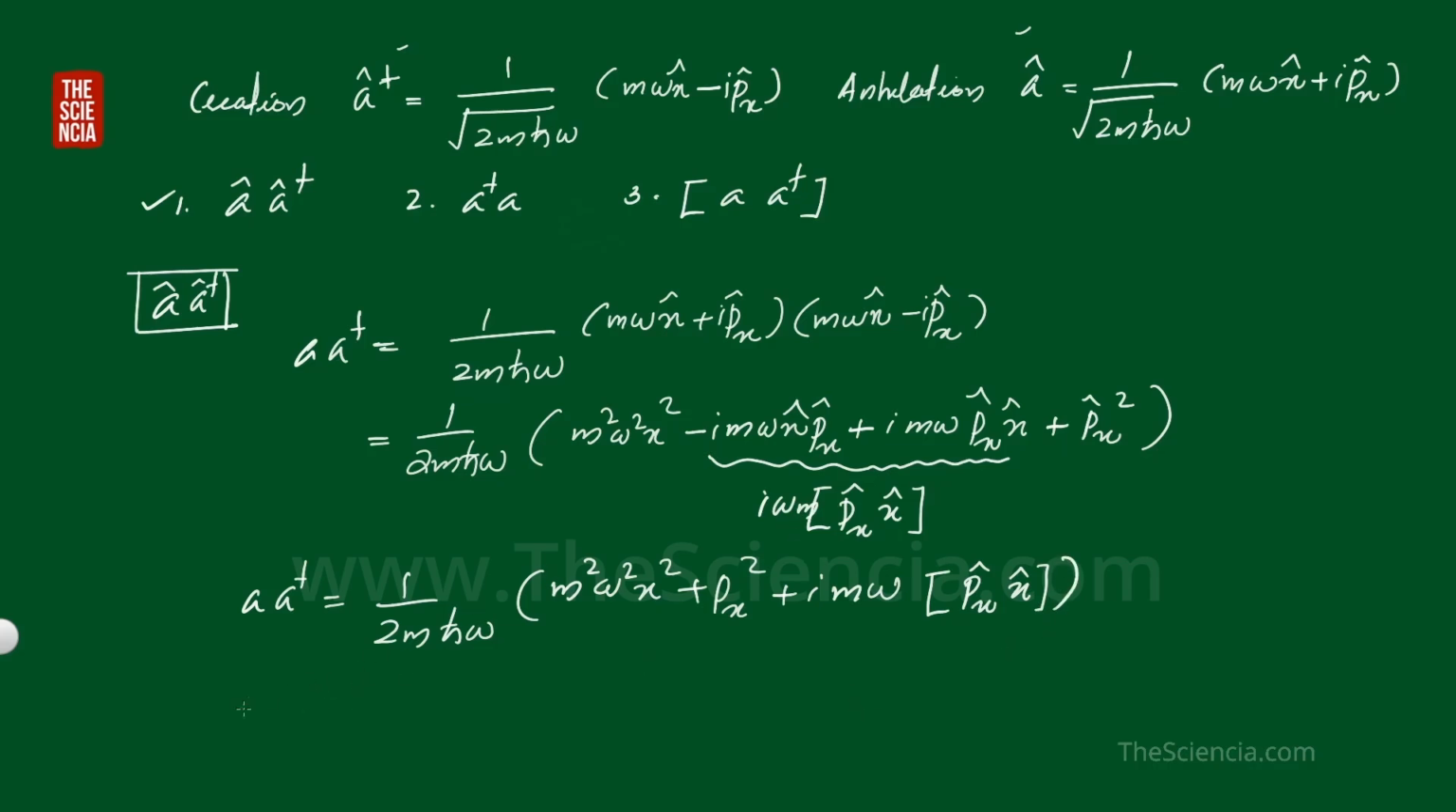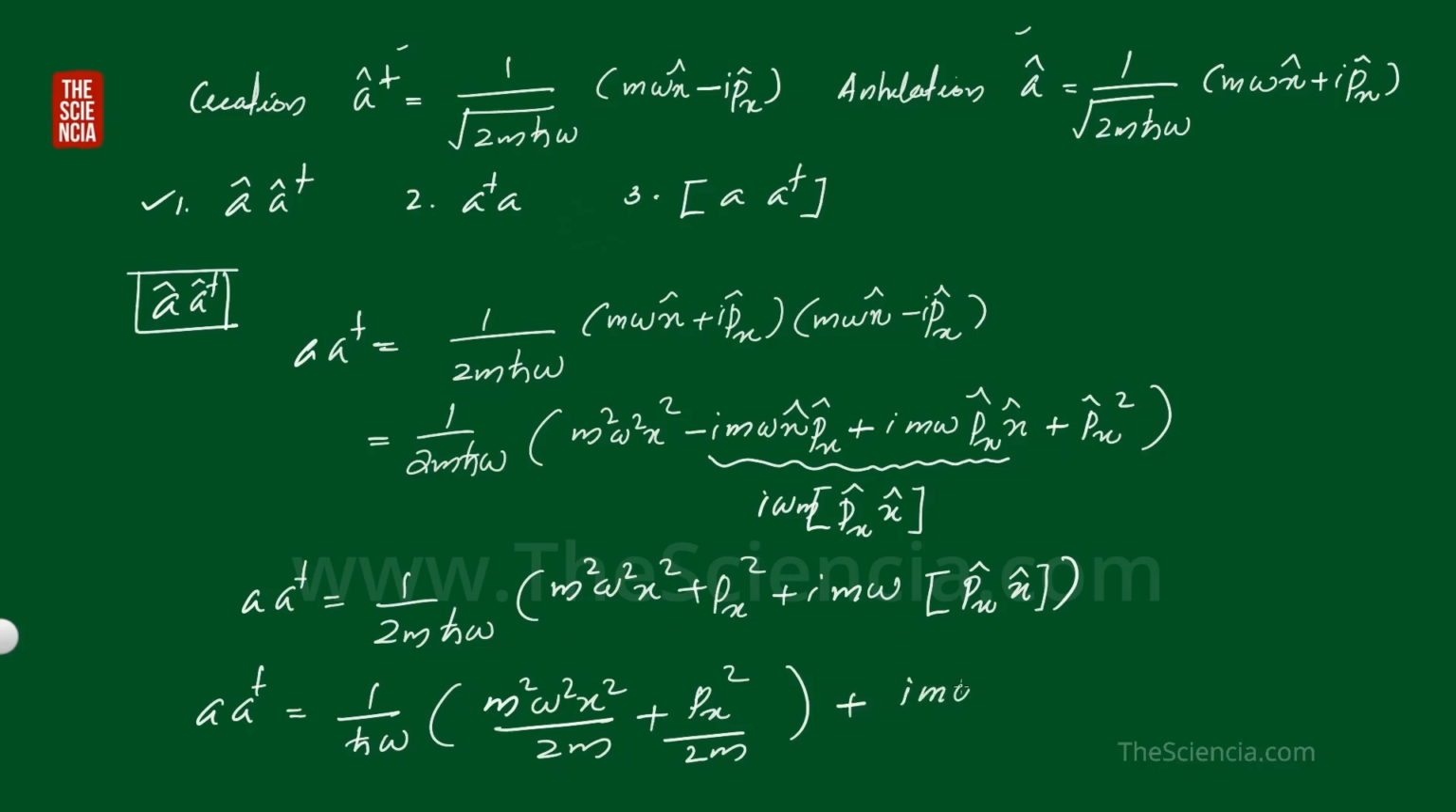Here I can rewrite this expression as a a dagger equal to, I'm taking 1/ħω outside and taking this 1/2m inside, so I will get m² ω² x² by 2m plus p_x² by 2m. And I'm taking 1/2m into ħω here. The remaining term is plus i mω p_x cap x cap divided by 2mħω.